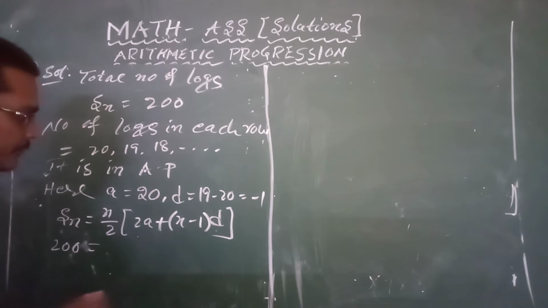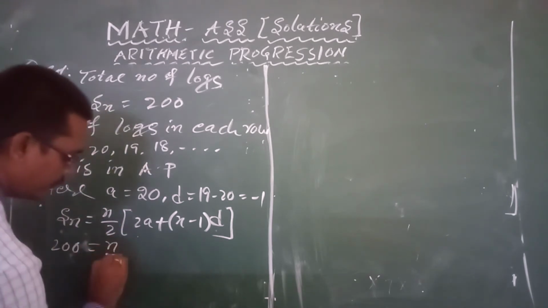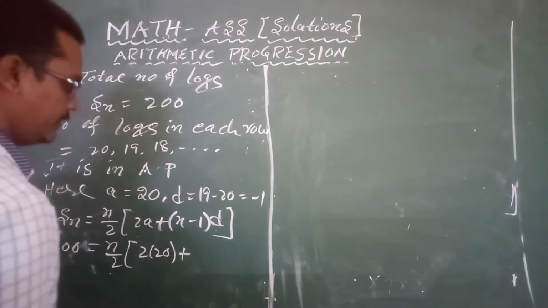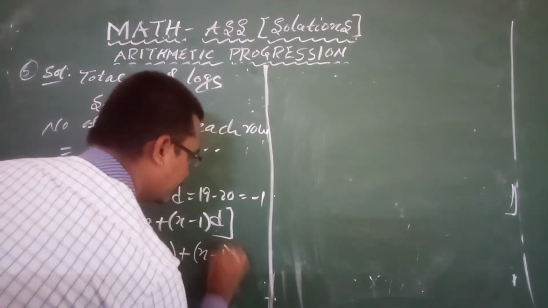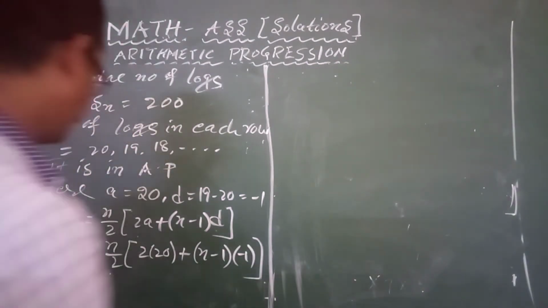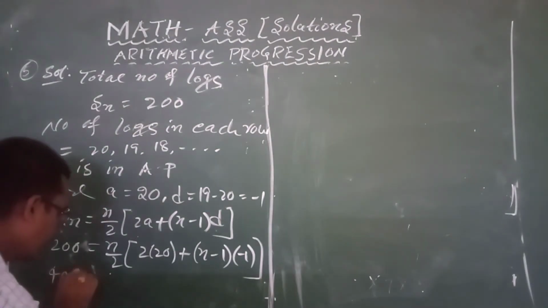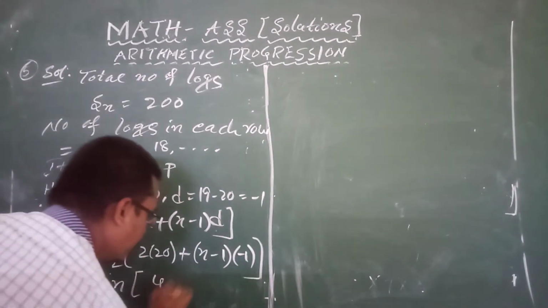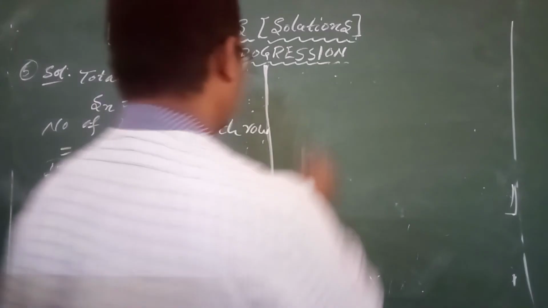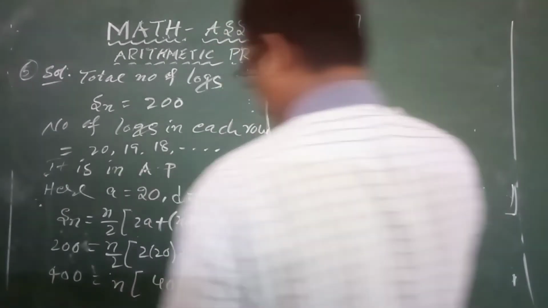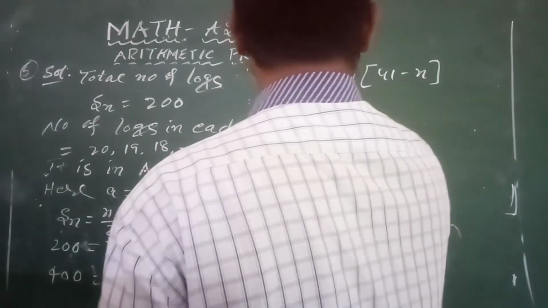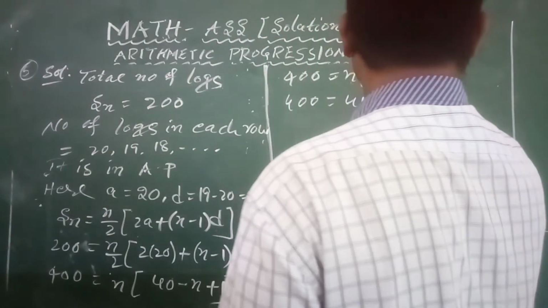200 is equal to n by 2, n value we don't know, n by 2 of 2a, 2 of 20 plus n minus 1 of d, n value we don't know, n minus 1 of d, minus 1. Simplify this. 200 transpose that side, 400 is equal to n of 40 minus n plus 1. 400 is equal to n of 41 minus n. 400 is equal to 41n minus n square.